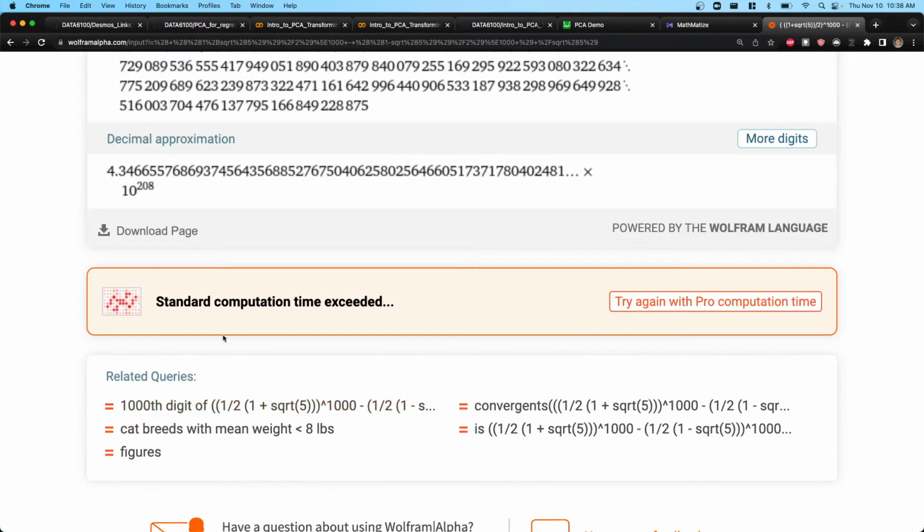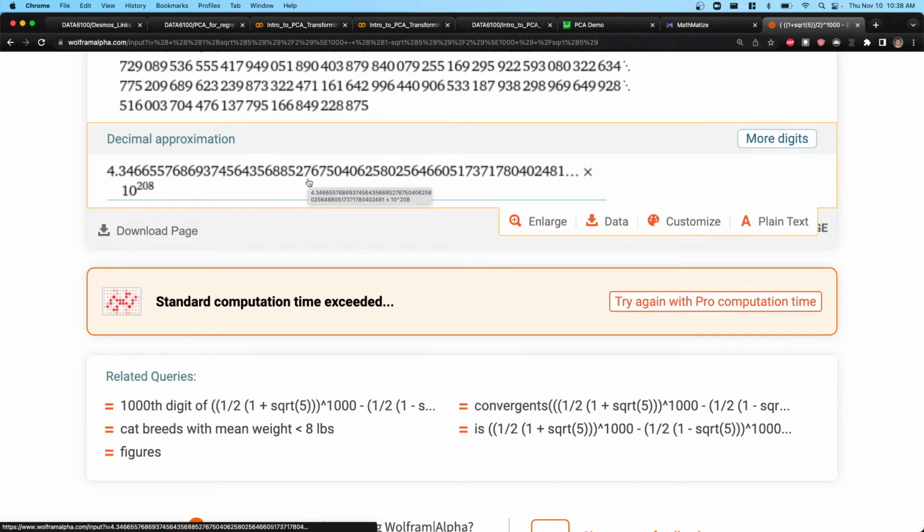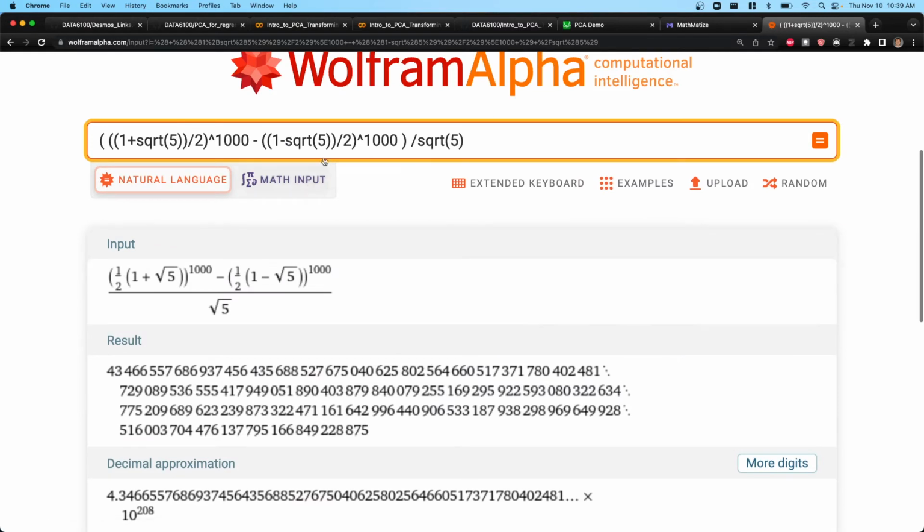Okay, I mean, it calculated it. It's just that the 10th Fibonacci number is like 10 to the 200. So here's the thing. The second number, (1 minus square root of 5) divided by 2, is less than 1, so it basically doesn't matter. You take like 0.5 to the power 100, it's like 0. So basically, this is approximately phi to the n over square root of 5.